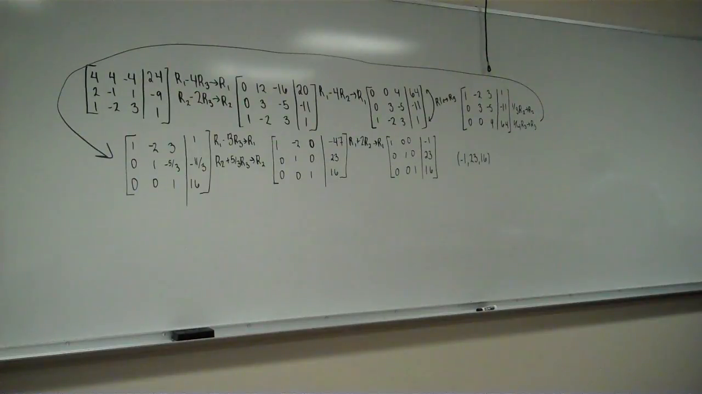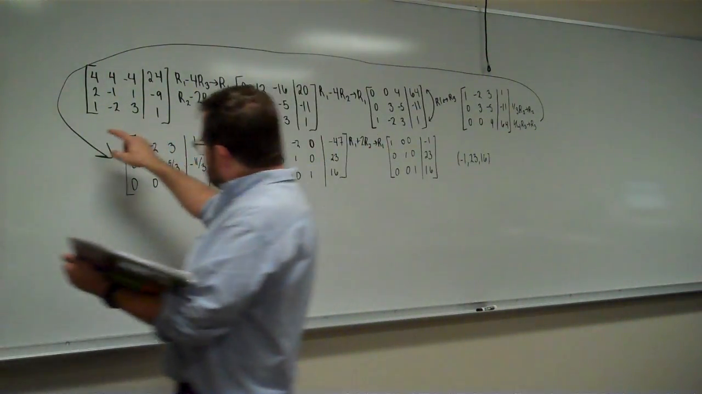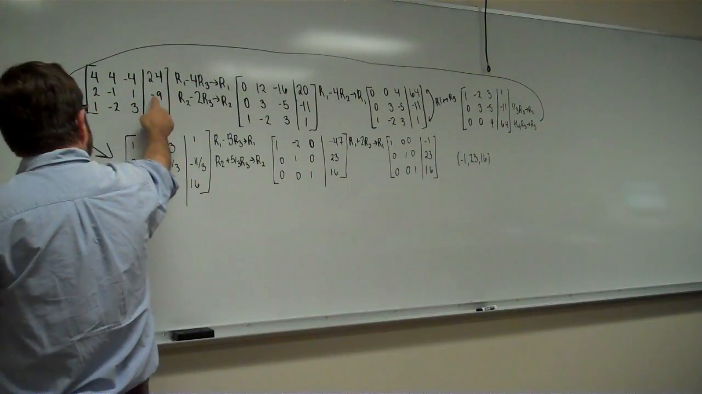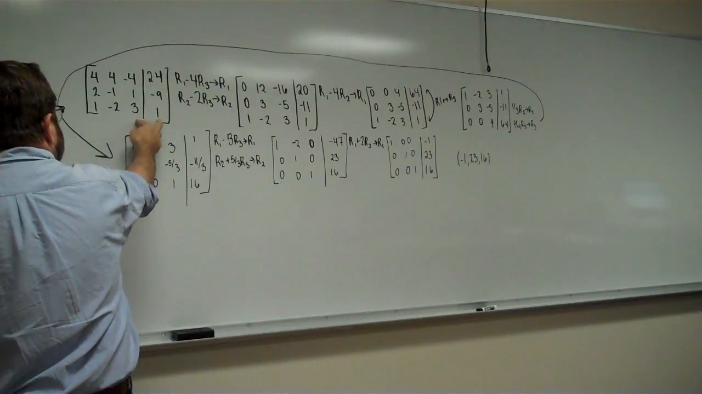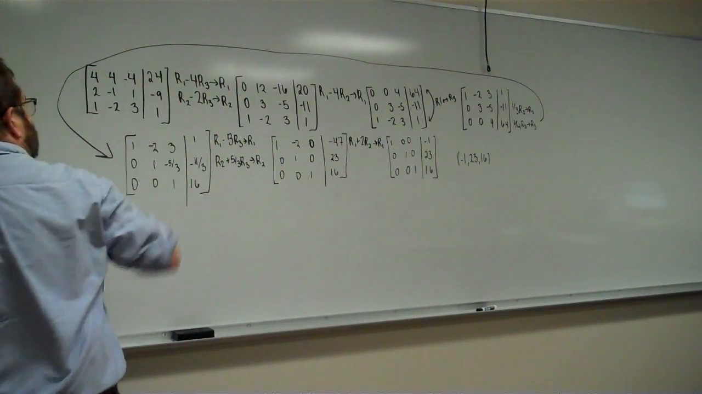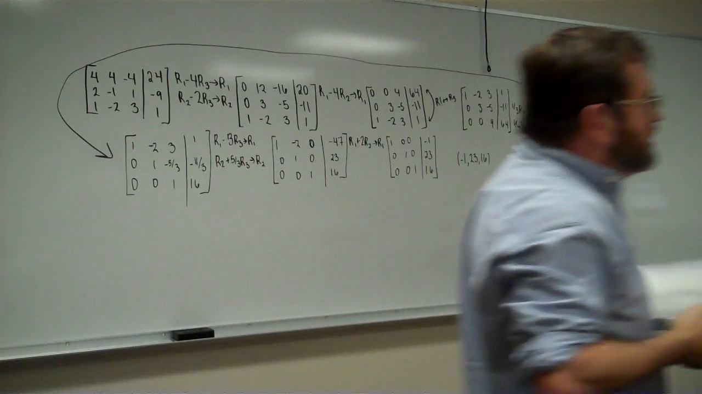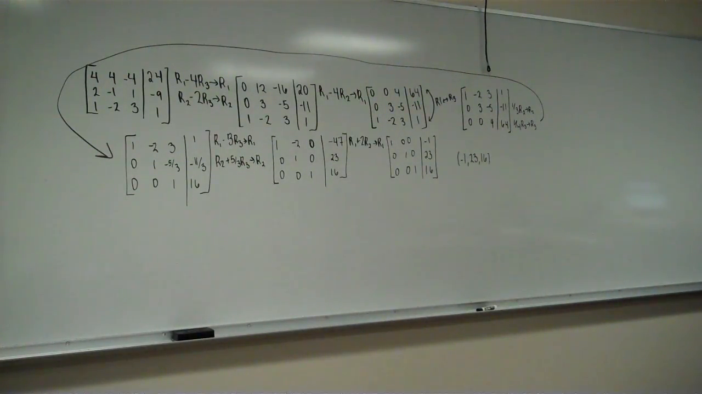And so she took the problem that was 4x plus 4y minus 4z equals 24, and 2x minus y plus z equals negative 9, and x minus 2y plus 3z equals 1. This matrix right here is a representation of that same system of equations. It is just a neater little way to solve the same system of equations. Now, we are on the Gauss-Jordan method of solving equations, which is not my favorite, to be honest, but it is one of the ones we have to do for certain kinds of problems.